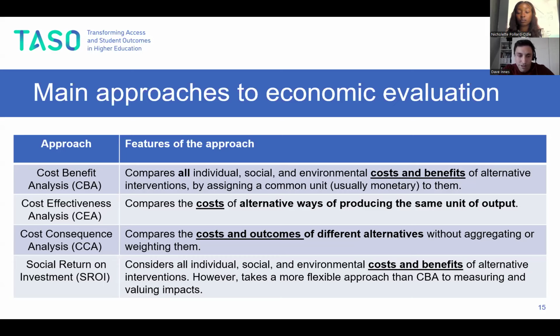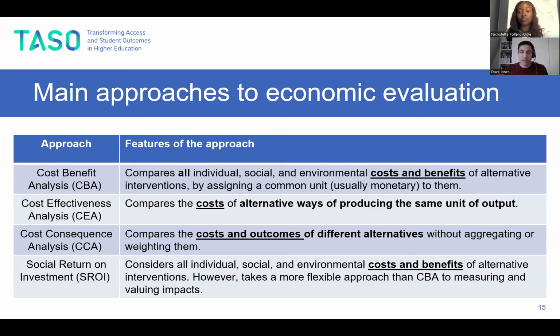And then the fourth approach that we outline here is known as a social return on investment approach. And here it actually does something very similar to cost benefit analysis in terms of it aims to consider individual social and environmental costs and benefits of alternative interventions, and ideally, where possible, in monetary terms as well. So it aims to do that similarly to cost benefit analysis. However, the main difference is that it takes a more flexible approach to measuring and valuing impacts. So to explain that slightly more, cost benefit analysis has typically been defined quite clearly in documents such as the Treasury Green Book, with a fairly strict hierarchy in terms of approaches that can be used, whereas social return on investment is just a bit more flexible and allows things like qualitative methods to be brought in.